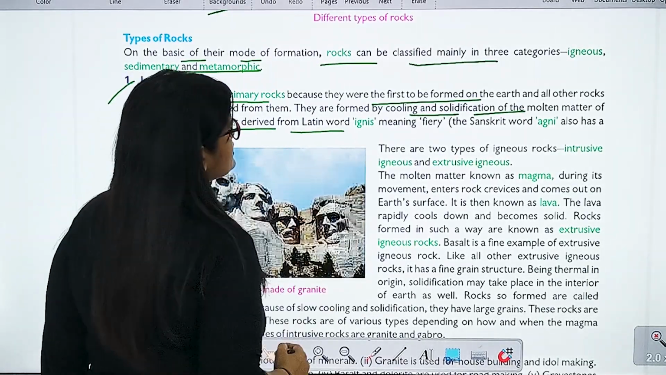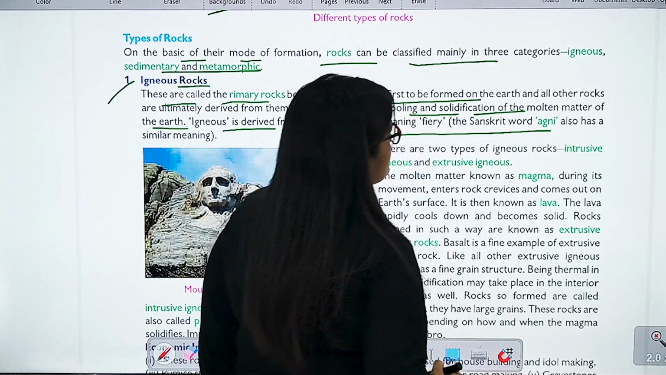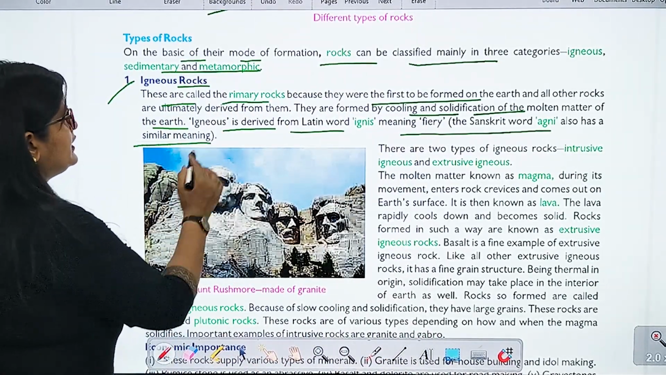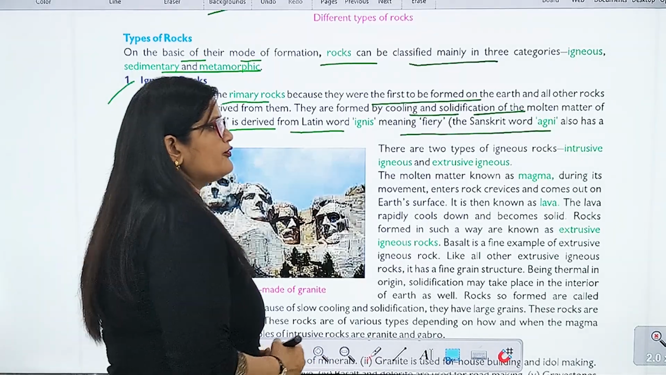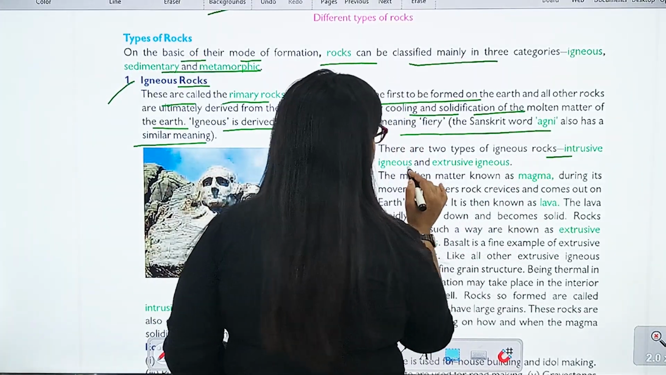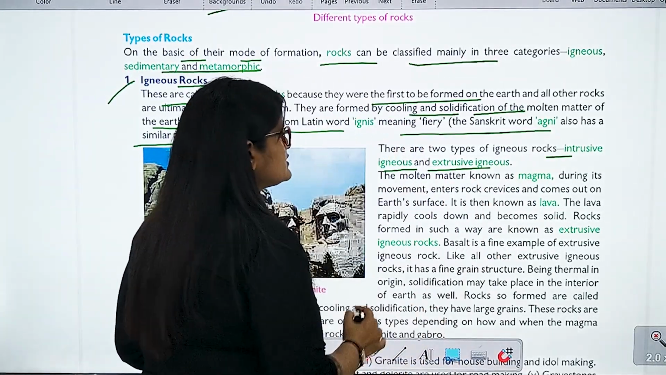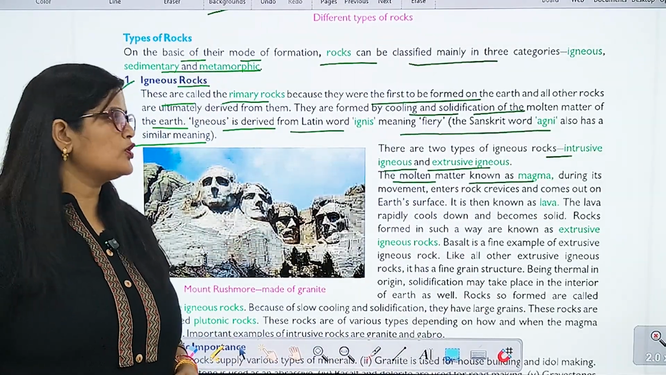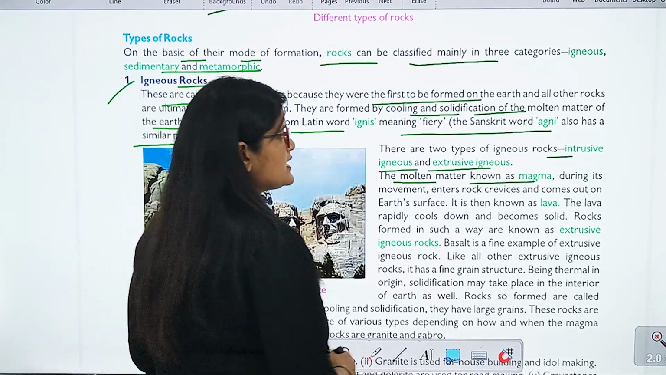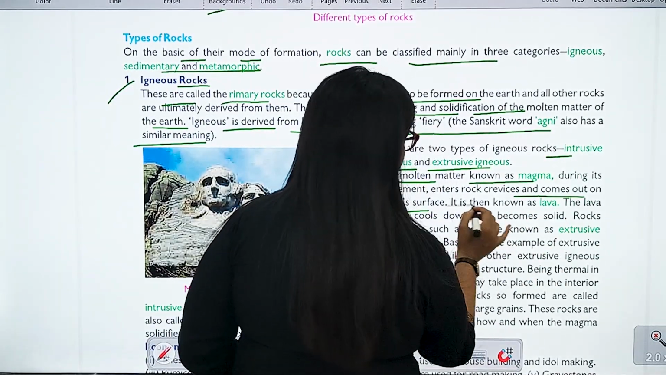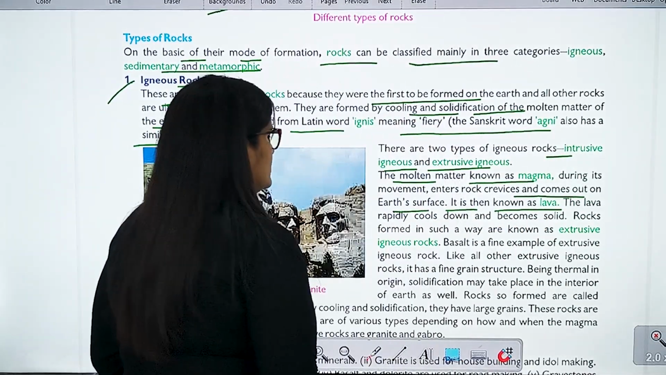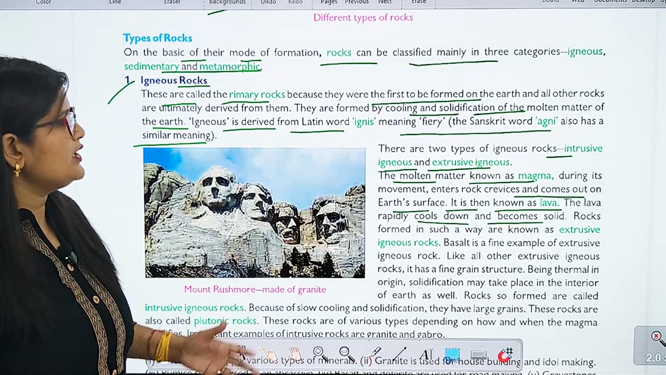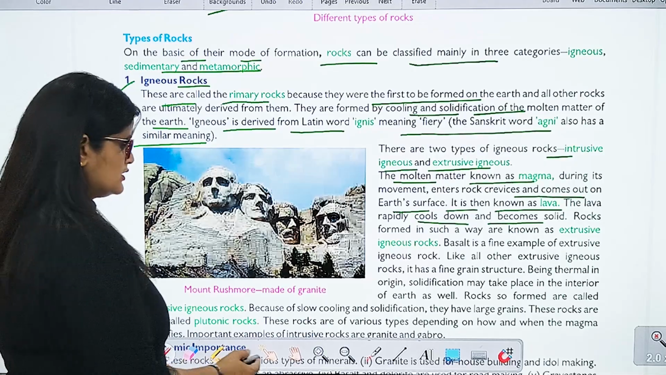So they are formed by cooling and solidification of the molten matter of the earth. Igneous is derived from Latin word ignis, meaning fiery. The Sanskrit word agni also has a similar meaning. So there are two types of igneous rocks: intrusive igneous and extrusive igneous. The molten matter known as magma during its movement enters rock crevices and comes out on Earth's surface. It is then known as lava. The lava rapidly cools down and becomes solid. Rocks formed in such a way are known as extrusive igneous rocks.